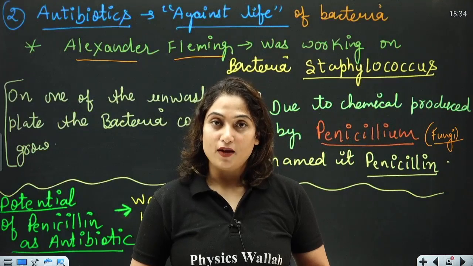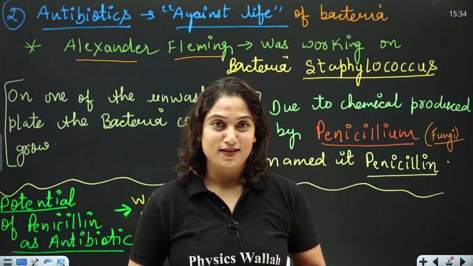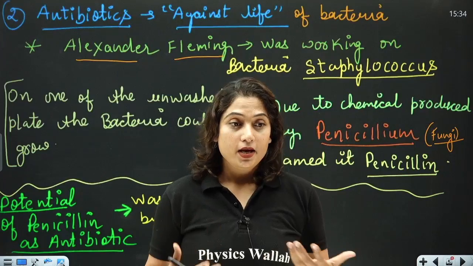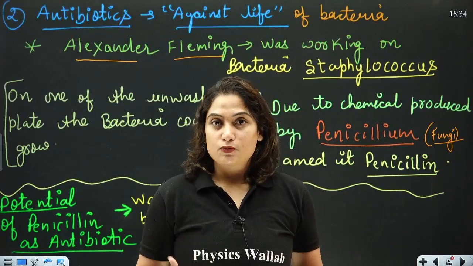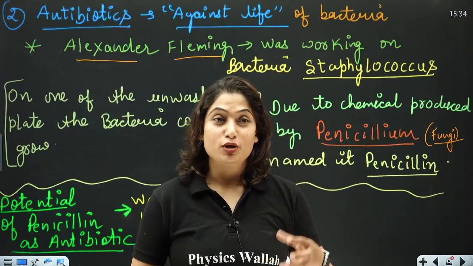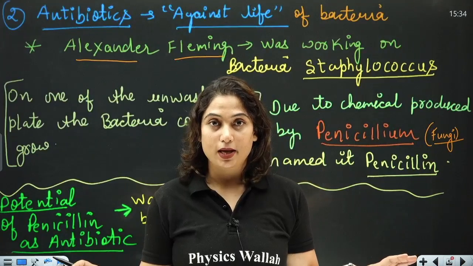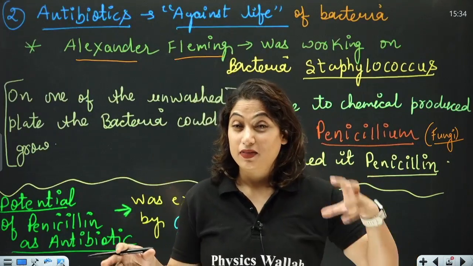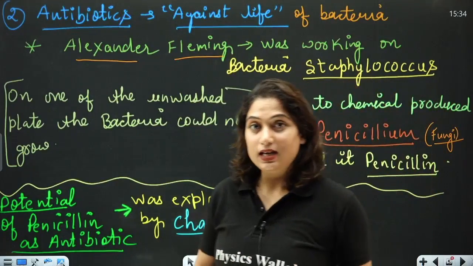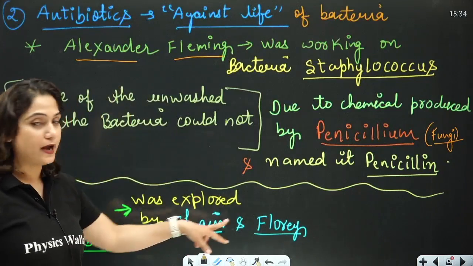So Alexander Fleming discovered penicillin and told that it kills the bacteria. Okay, but he did not explain the potential of penicillin, that it can be used as an antibiotic on a large scale. He discovered the first antibiotic, penicillin, but the potential of penicillin to be used as an antibiotic was explored later on by the scientists Chain and Florey.